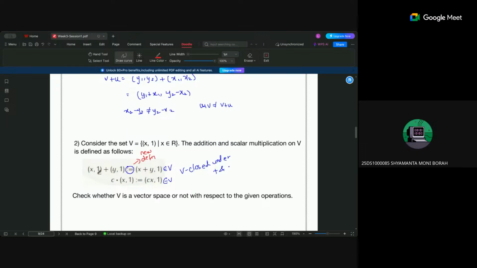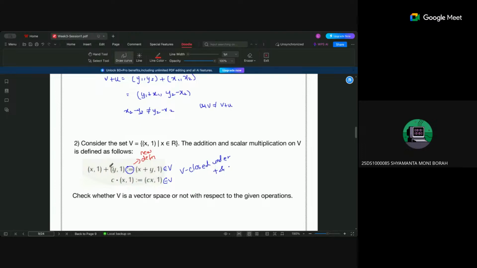A new definition. We are defining it in this way. This is not equal to this, but we are giving a new definition for this. I am going to call (x, 1) plus (y, 1) as (x plus y, 1). I am going to define it in this way. This is not the usual equal to. I am defining. This is a new definition I am giving, a new definition of addition, right?